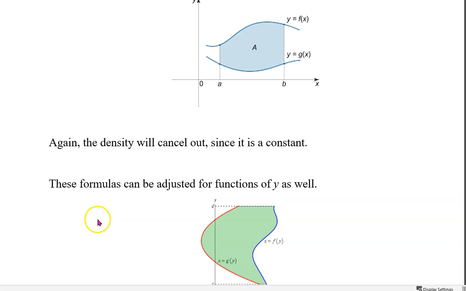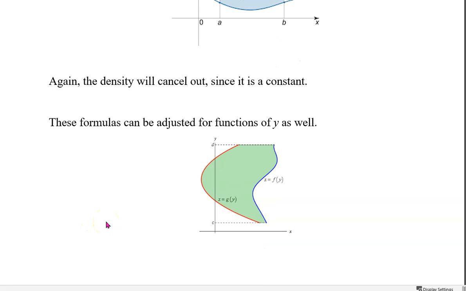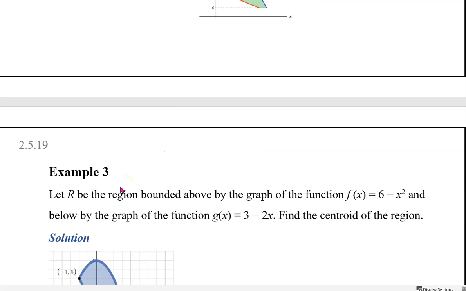Keep in mind that these formulas can also be adjusted to be functions of y as well, where we have a function of y on the right and a function of y on the left. The density will again cancel out because it is a constant.